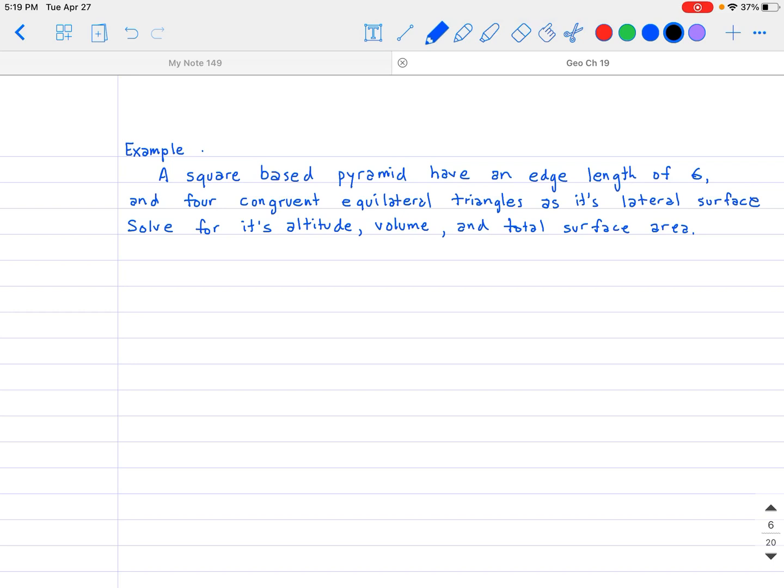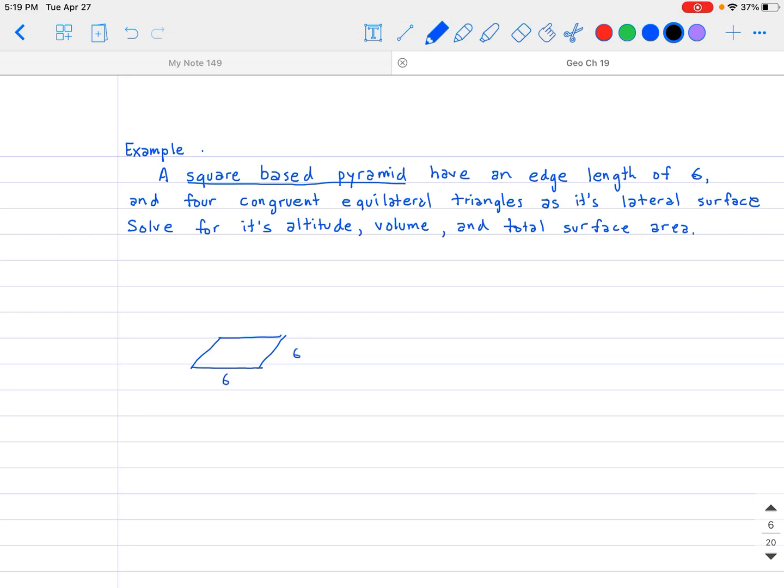Okay, so let's first start by drawing out what the picture looks like so we can figure out how to solve for this. So a square-based pyramid means that the base is going to be a square. So we can draw that out to begin with. The length of the edge is going to be equal to 6. So this is 6, and this is 6, and so on and so on.